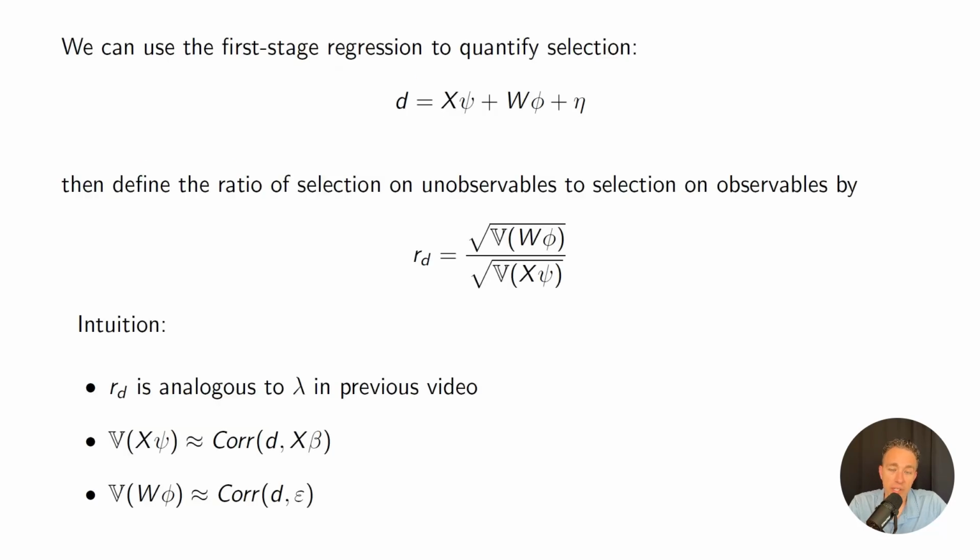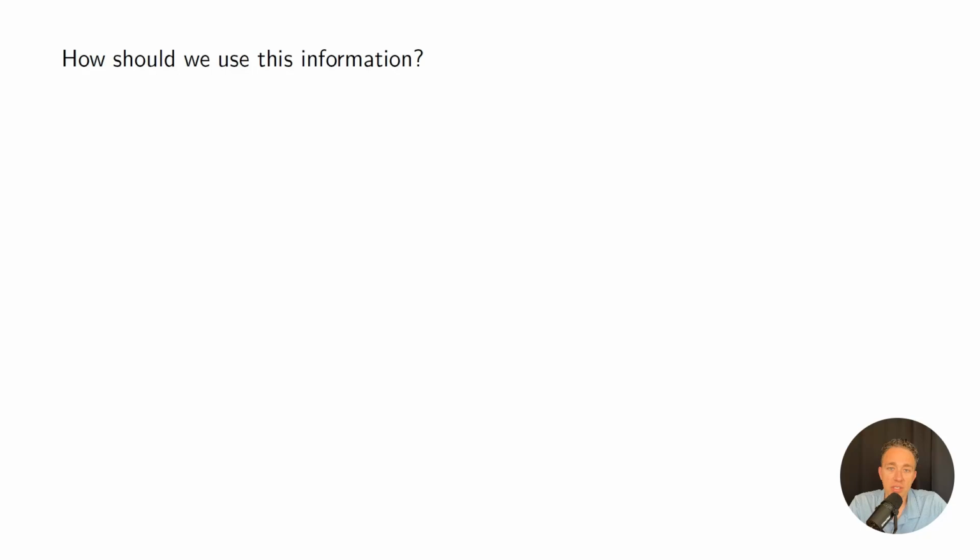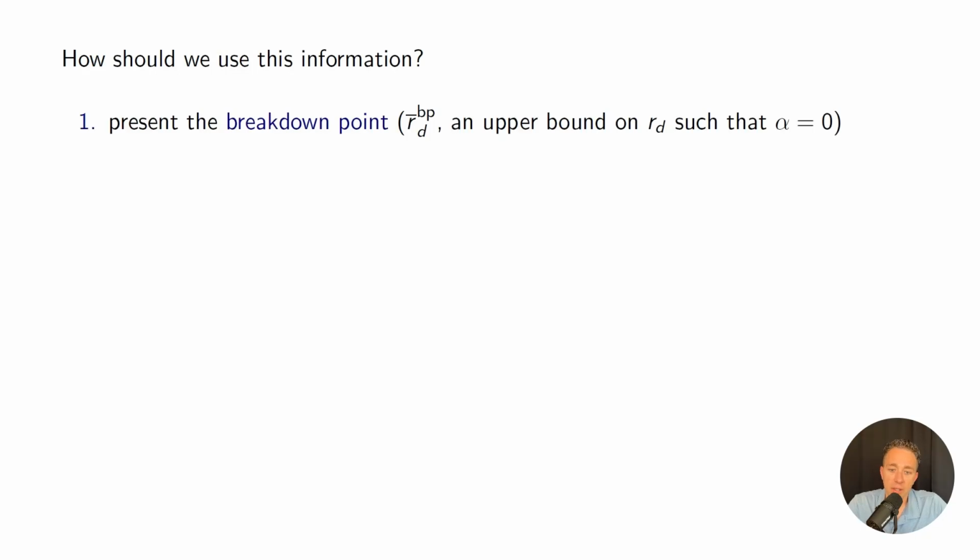In the previous video, when we talked about the Krauth paper, the recommendation was to use R sub d as a sensitivity parameter. If R sub d is 0, then we're basically arguing that all of the phi's are 0. And if R sub d is equal to 1, then we're arguing that these two linear indices are the same. So getting back to the question of how to use this information, the authors suggest that we, as applied researchers, present the breakdown point for our model, which is a value of Rd such that alpha equals 0, because if Rd equals 0, then we just have our medium regression estimate.